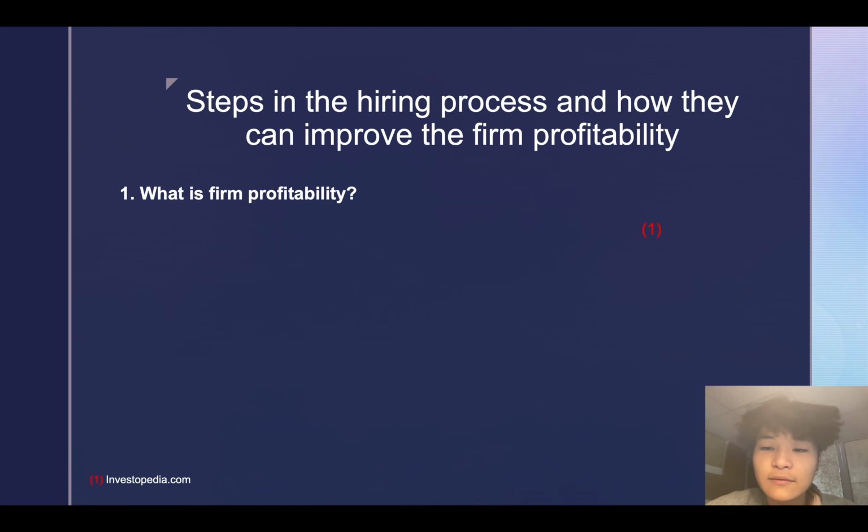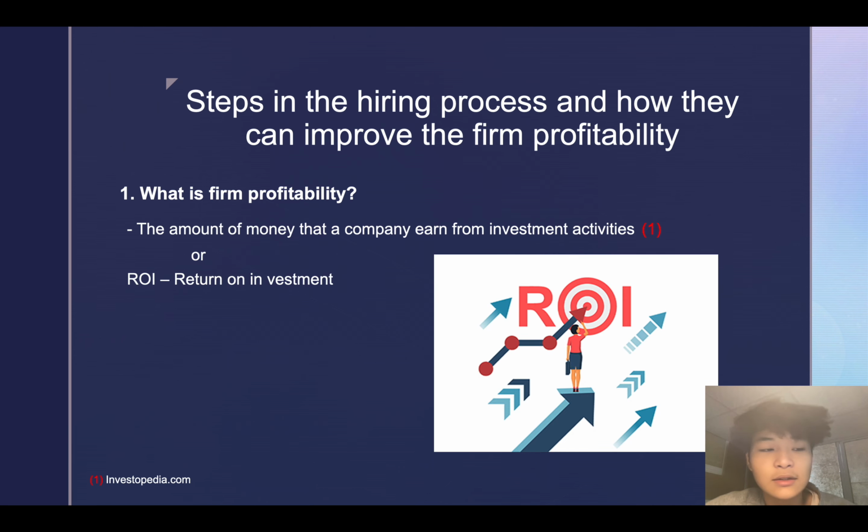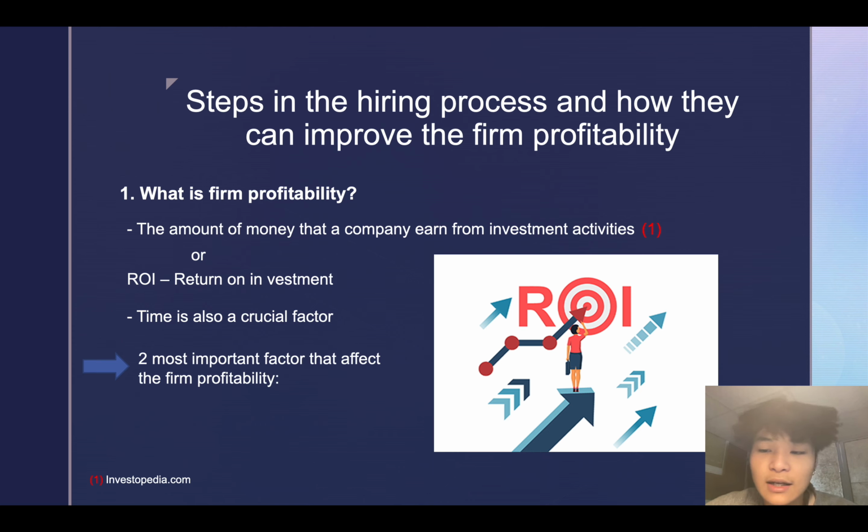So to begin, what is firm profitability? According to Investopedia, firm profitability can be measured by the amount of money that a company earns from investment activities. In other words, it considers the company's ability to produce return on investment. So in order to make money, time is also a crucial factor. Time is directly related to firm profitability because people need time not only to make money, but also to do every other task in their life. So the two most important factors that affect firm profitability are money and time.